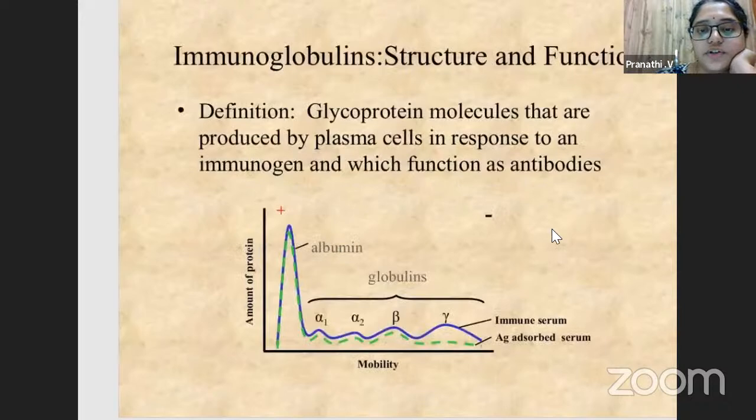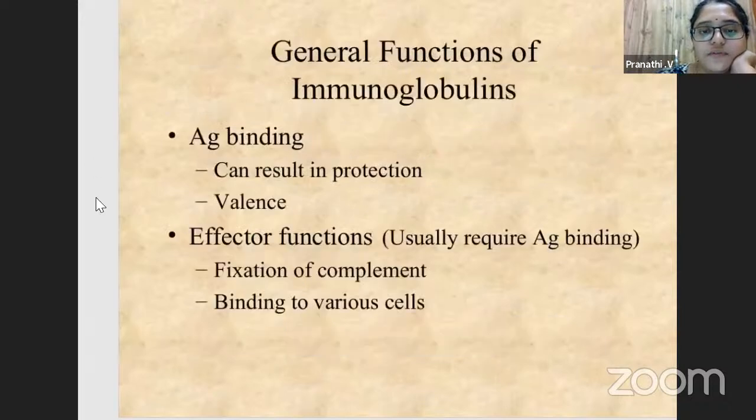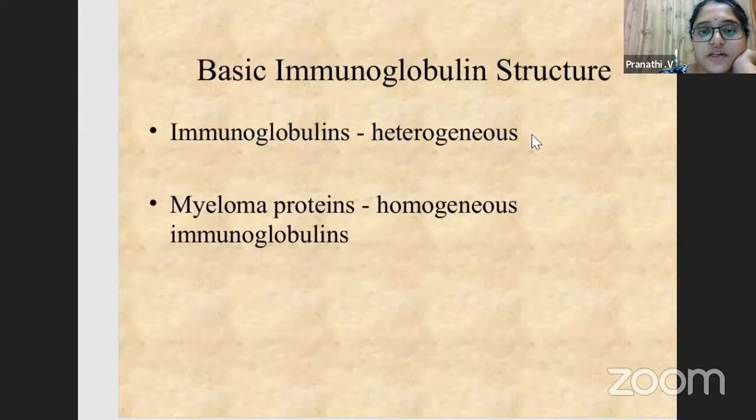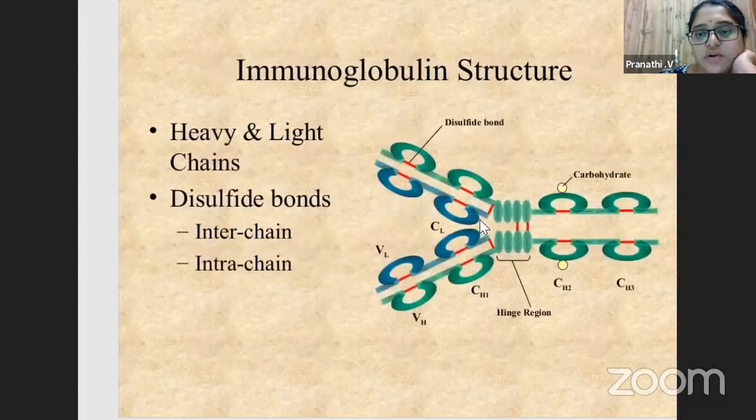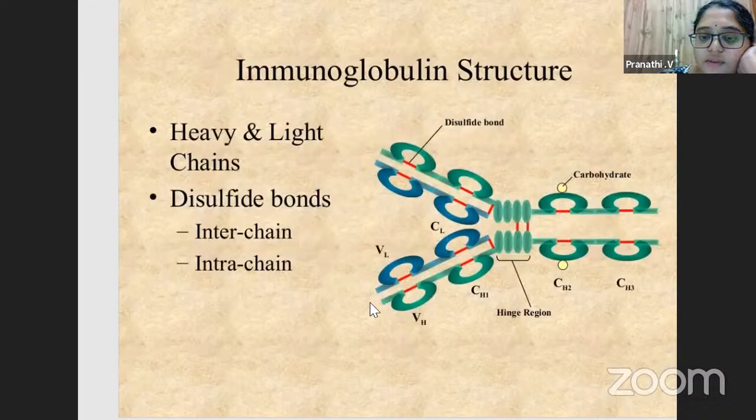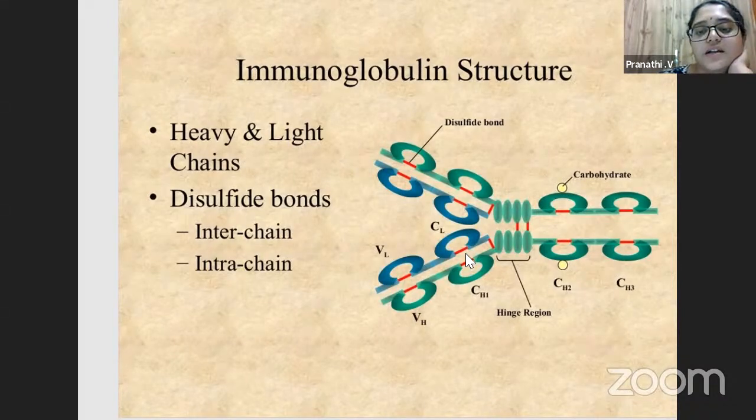Like I told you, the definition of immunoglobulin: you have the antigen binding and the effector functions. Basic immunoglobulins are heterogeneous in nature and myeloma proteins are homogeneous immunoglobulins. These are the variable light, constant light, variable heavy. This is the heavy chain. This is the light chain in the blue color. Variable light, constant light, variable heavy, constant heavy. So you have three constant regions and only one variable region.